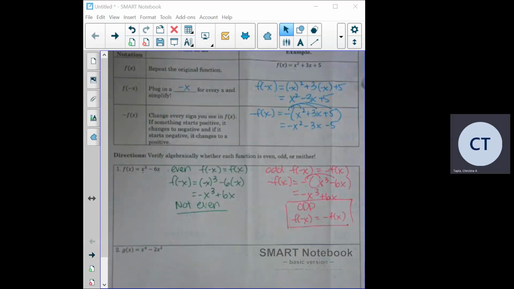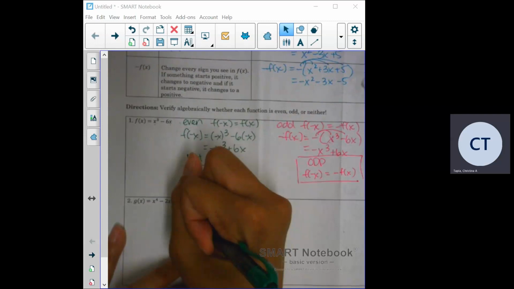I am going to start it with you, but for some of you guys, you might be able to get it right away. For question 2, we're checking first. Always check first to see if it's even. Always check that first. So we're going to see even first.